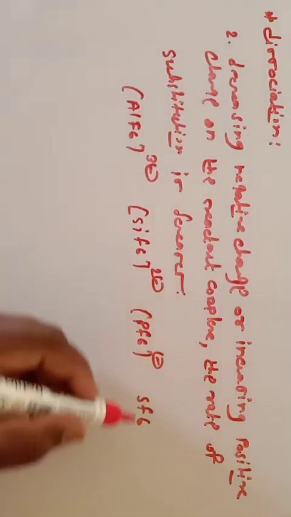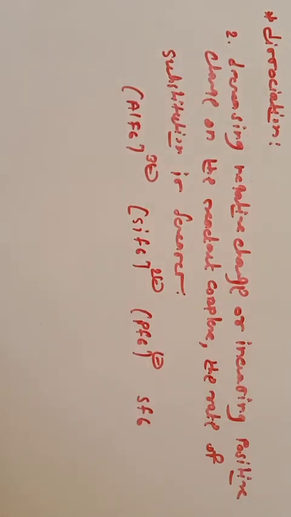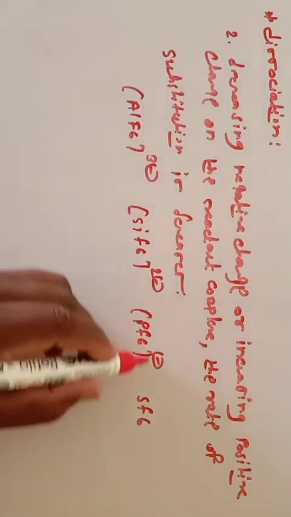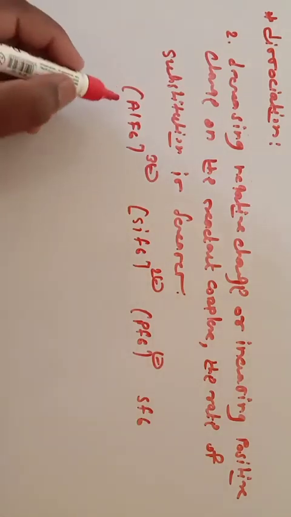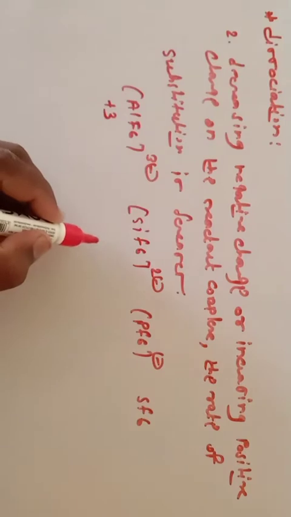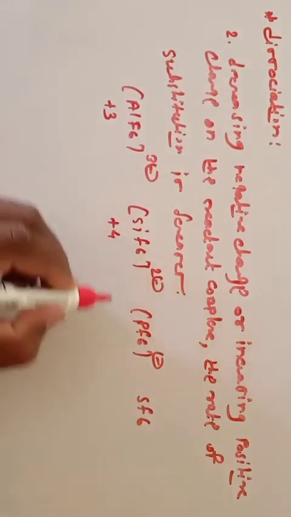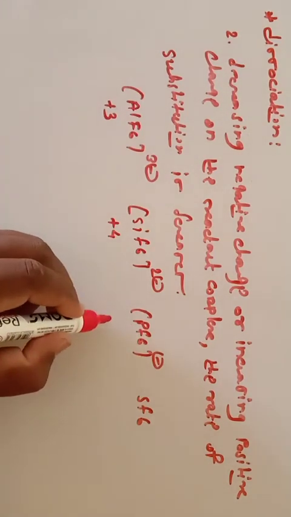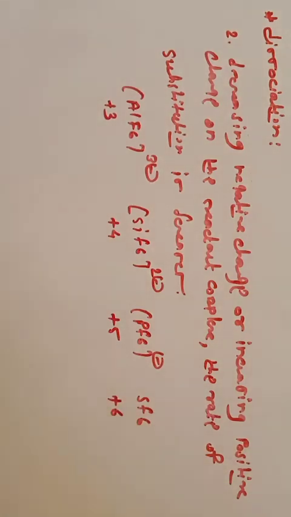So as the negative charge decreases, we can consider that the oxidation state of the metal atom increases. In this case, aluminum is in the +3 oxidation state, silicon is in the +4 oxidation state, phosphorus is in the +5 oxidation state, and sulfur is in the +6 oxidation state. That is, the oxidation state of the central metal atom increases.